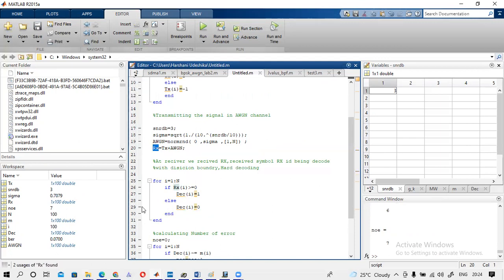We have to plot this SNR from 0 to 1. So we can use a for loop here. It runs as a loop, so it calculates one by one.